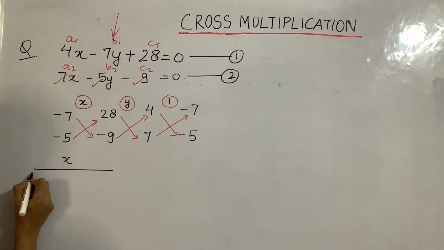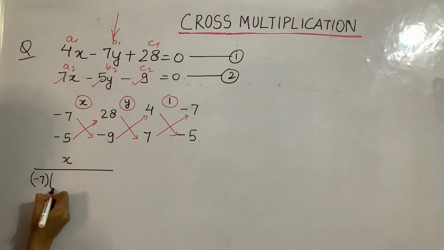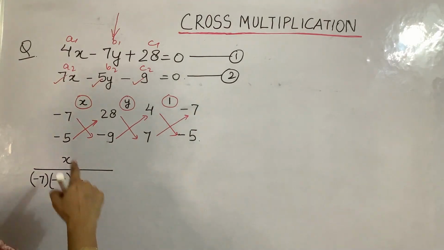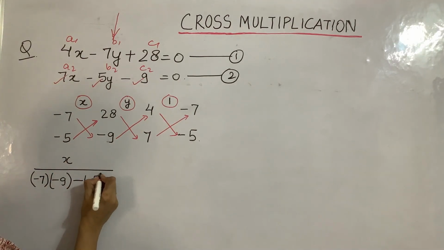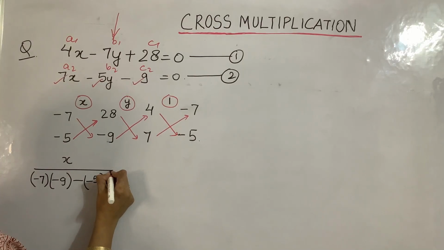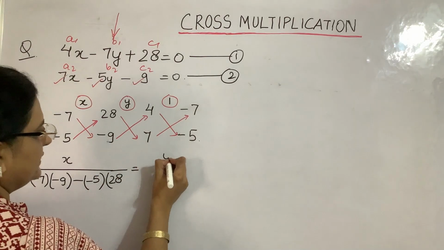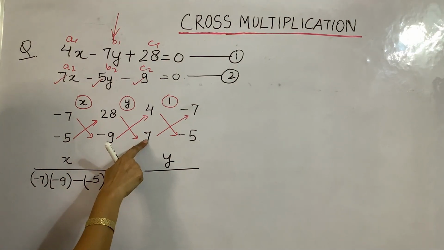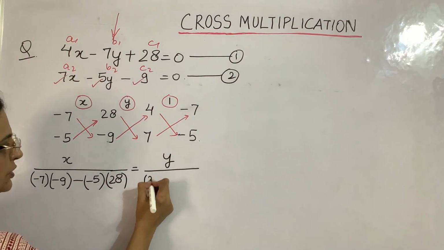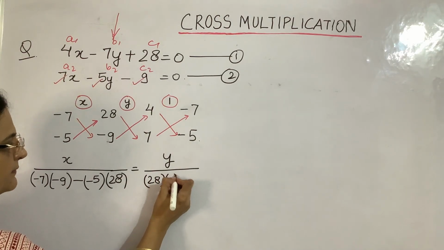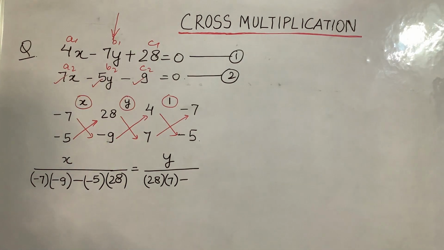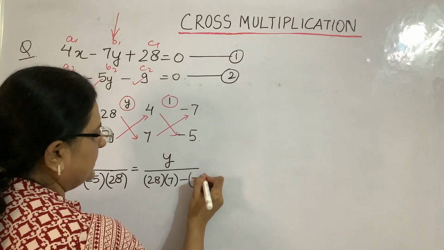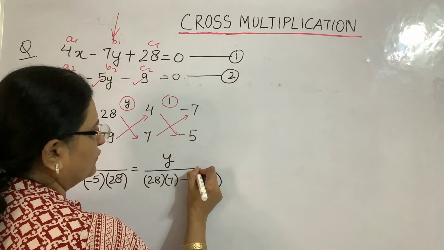So what is it? Minus 7 into minus 9. Then comes a negative from the formula, and minus 5 into 28. What about y? y is equal to, first the product of these two, 28 into 7. Then the minus in the formula. And then the product of these two, minus 9 and 4.